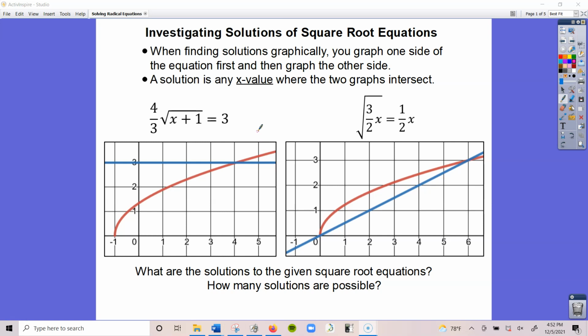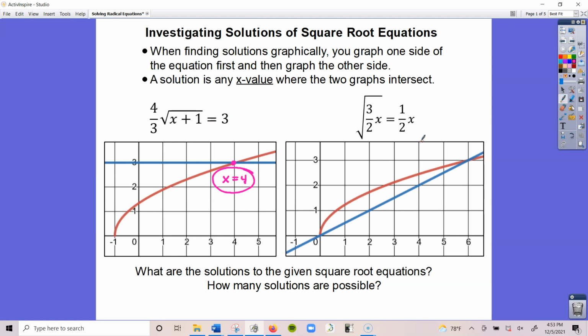In terms of solutions, when you're looking at a solution, you're looking for when the two graphs are going to intersect. If I were to solve this equation, we would be solving for x. So the solution would be the x value where there is the point of intersection. Here we see the red and the blue intersect at x equals 4. So this would be the solution of that equation.